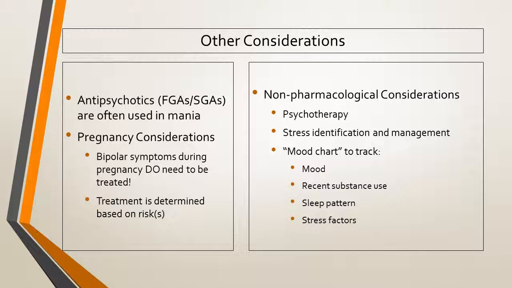Additional treatment for mood disorders may also include psychotherapy. Identifying stressors and plans to reduce their effects on your client's life can make a huge difference. Creating a so-called mood chart, which tracks the client's mood, recent alcohol or substance use, amount of sleep, and stressors, can help the client identify factors which affect the stability of their mood.